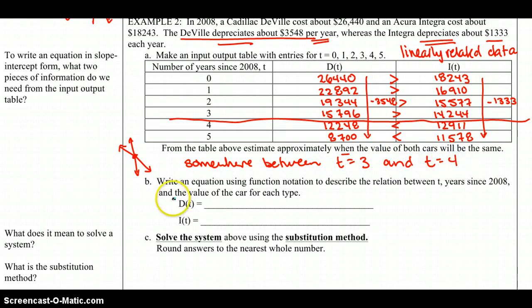Now if we write an equation using function notation to describe these relationships: the DeVille in year 0 started out being worth $26,440, and it kept going down at this constant rate of $3,548 per year. We need to multiply by years to get it back in dollars. The Integra started at $18,243, and it kept going down $1,333 every year. So here are our two equations.